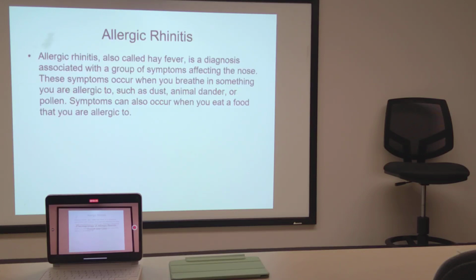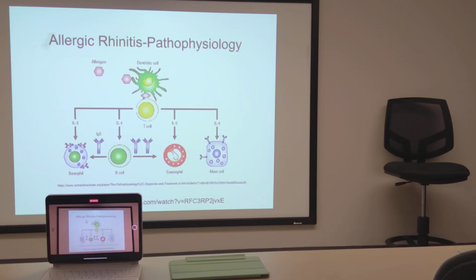cold. Okay. So what is allergic rhinitis? It is also called hay fever, and is a diagnosis associated with a group of symptoms affecting the nose. These symptoms occur when you breathe in something you're allergic to, such as dust, animal dander, or pollen. Symptoms can also occur when you eat a food that you're allergic to. So let's look at the pathophysiology a little bit.